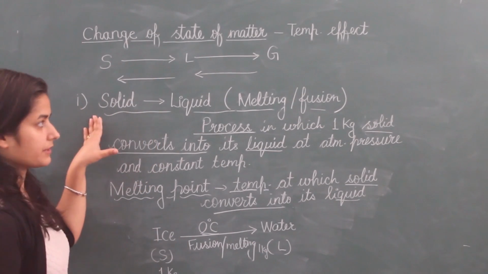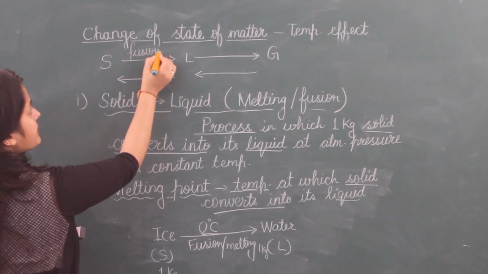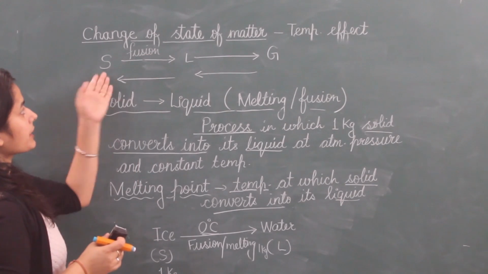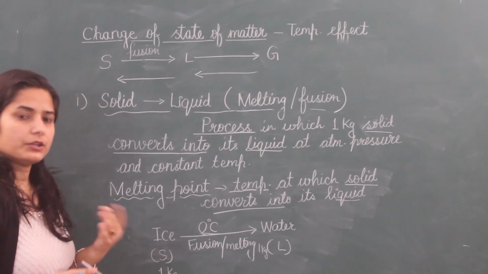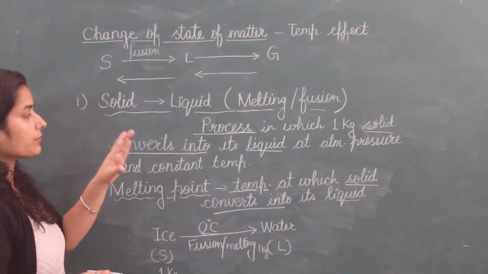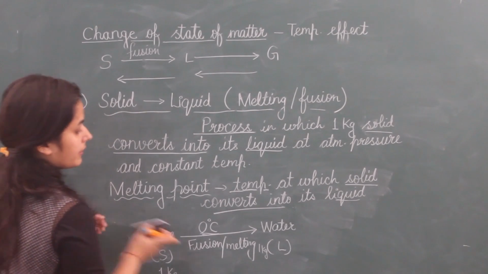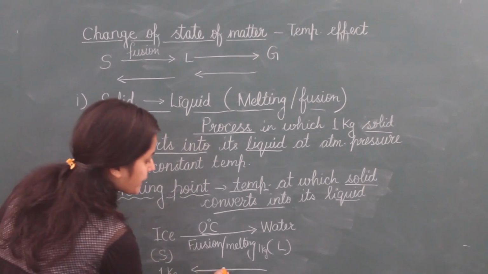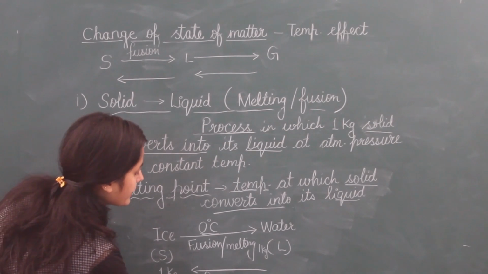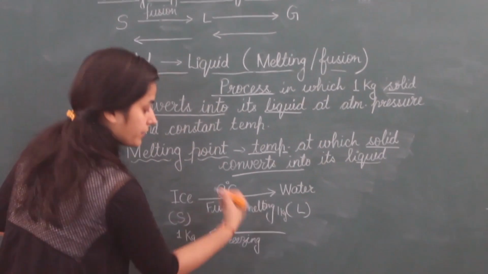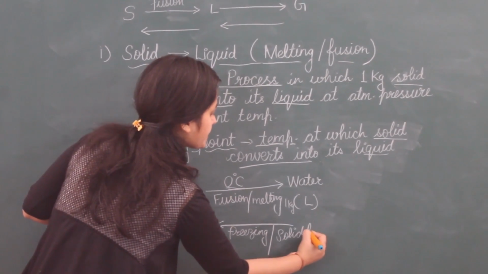So it was your first part. Now I am taking the second part, which is the reverse of it, when liquid converts into solid. When you put water in a freezer, what happens? Liquid water converts into solid ice. The temperature again remains the same, but the process is known as freezing, because water will freeze, or it is also known as solidification.